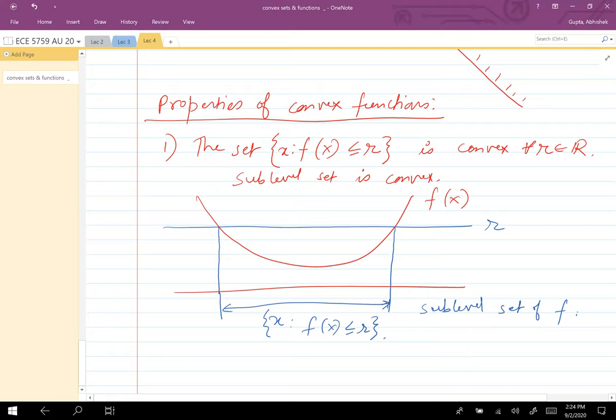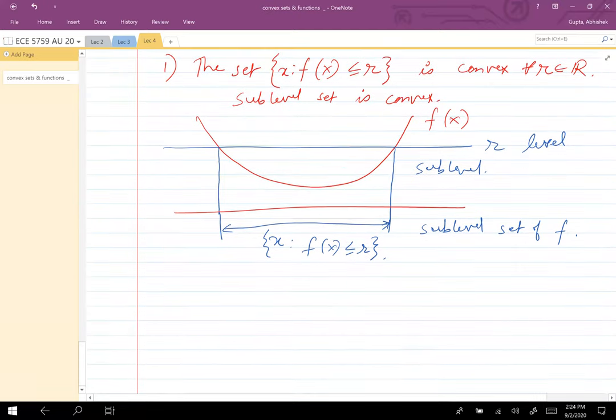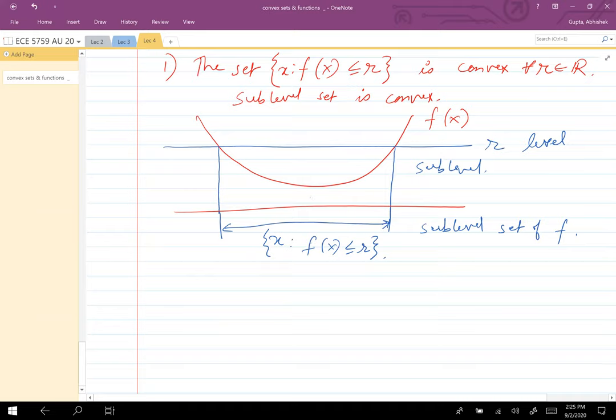Okay. So this is the level. Whatever is underneath this level is the sublevel. And the set of x which is below this particular line is known as the sublevel set of f. It's just nomenclature. Thank you. Okay, so if you pick a convex function and you look at its sublevel set, no matter which r you pick, it's going to be a convex set.